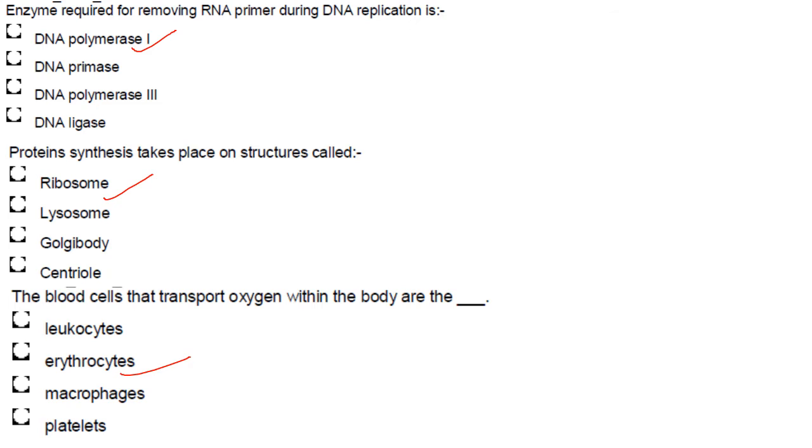Next one. The blood cells that transport oxygen within the body are erythrocytes. The main job of RBC or erythrocyte is to carry oxygen from the lungs to the body tissues and carry carbon dioxide as a waste product away from the tissues and back to the lungs. Now hemoglobin is the important protein in the RBC that carries oxygen from the lungs to all other parts of our body.